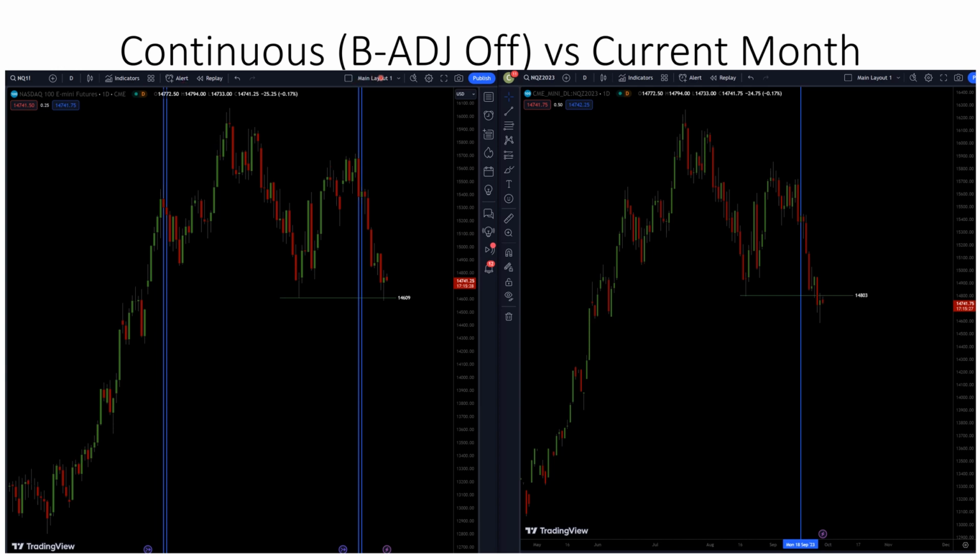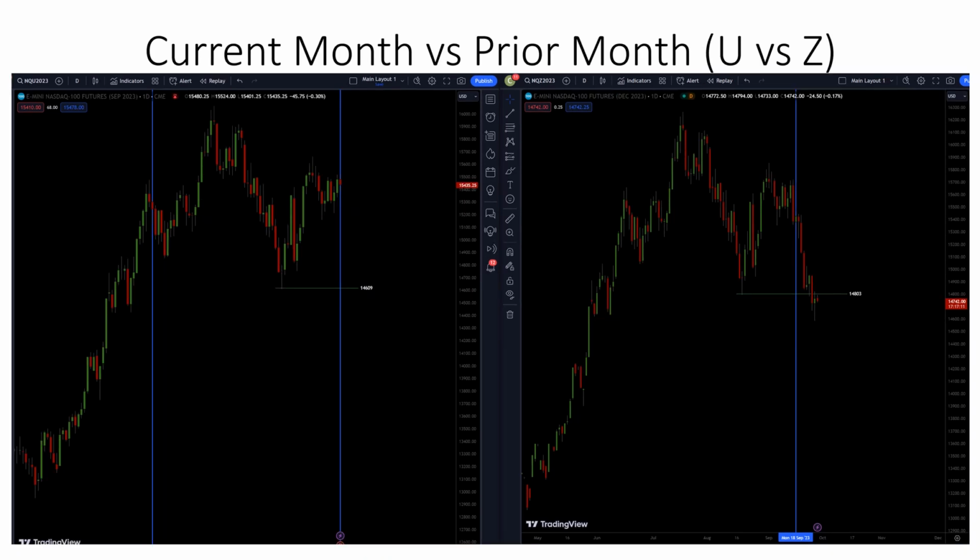Now we're going to look at a continuous back adjusted off versus a current month. On the left, we've got our continuous contract with B-ADJ off. This is a continuous contract, so it's taking each quarter in between those blue lines, cutting and pasting those together to form a continuous contract. Notice where the sell side is: 14,609. If we go back a slide, the NQU previous quarter sell side was 14,609. Notice that on the current month, NQZ, the sell side was 14,803.